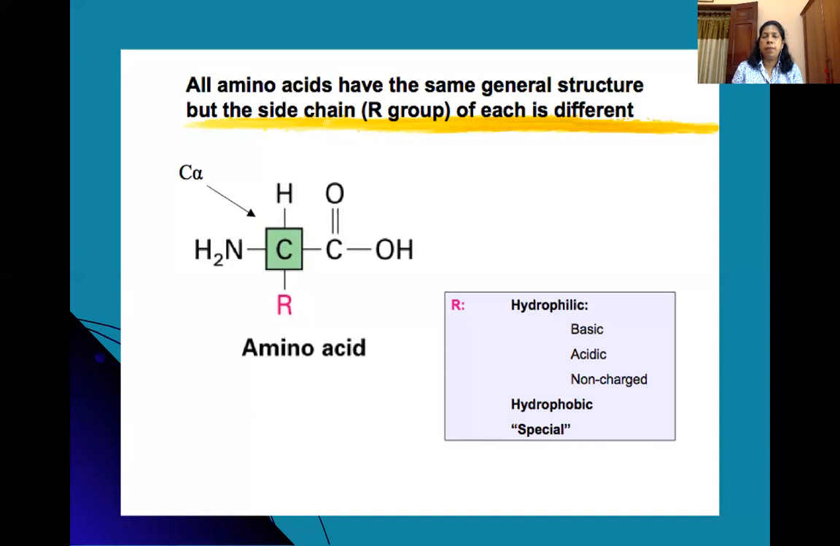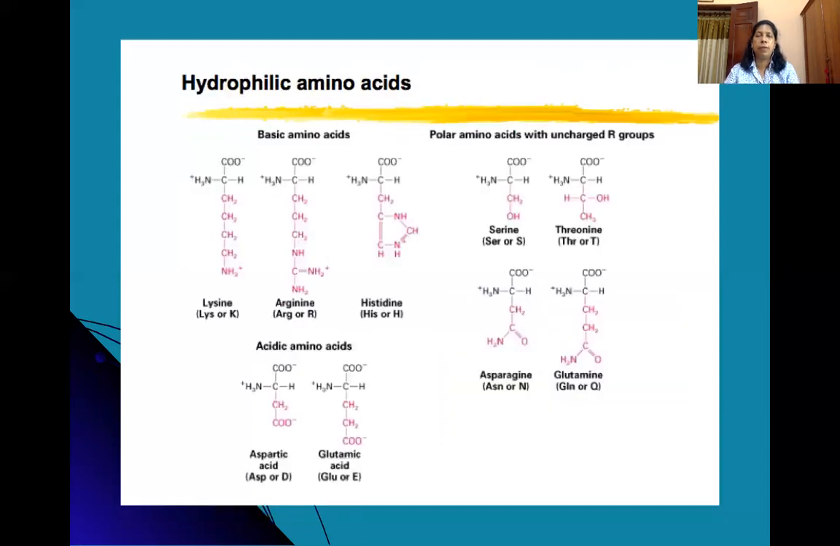For example, if the R groups are hydrophilic, then definitely the proteins having those amino acids show basic, acidic or non-charged behavior. If it is hydrophobic, then it is not happy to move with the water. Sometimes there are special situations, special amino acids and special R groups can be there. Accordingly, the action can change. Let's see that in detail.